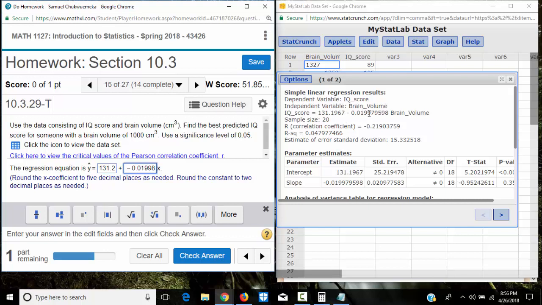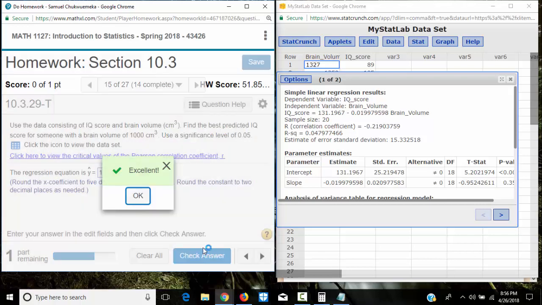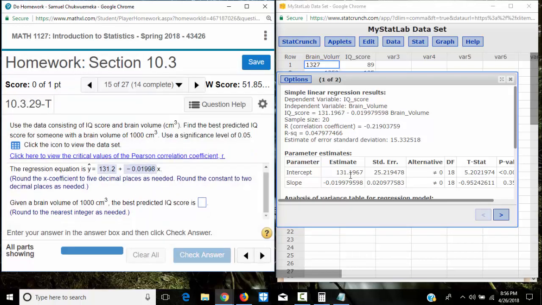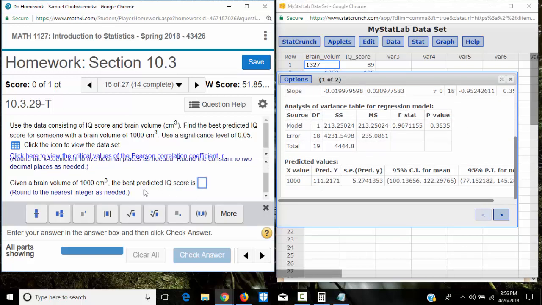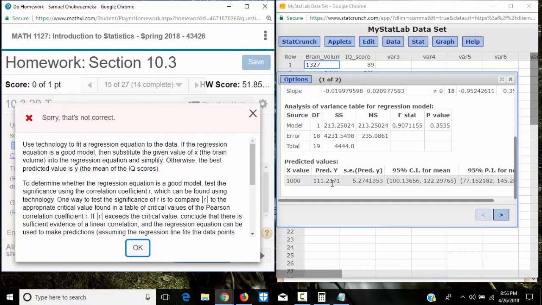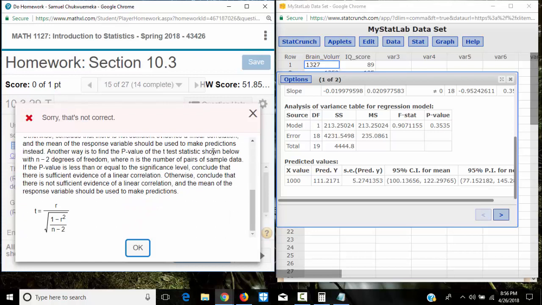Because this is 1998. Then the best predicted IQ score for a brain volume of 1000 centimeters cubed, scroll down here to the nearest integer. So to the nearest integer here, as you can see, is 111. Okay, 111 to the nearest integer. Okay, sorry, that's not correct.